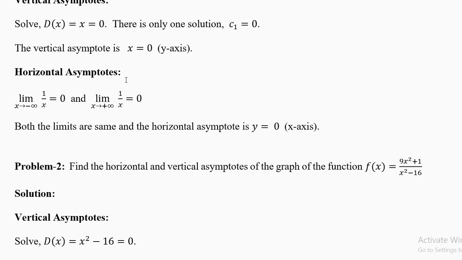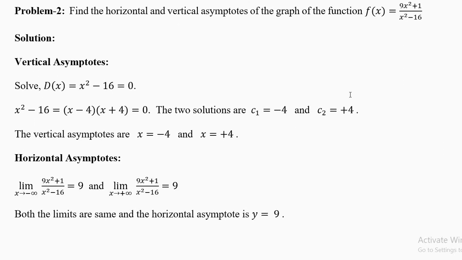Now look at the horizontal asymptote. Take the limit x going to minus infinity. 1 divided by a big number is 0. Again take this limit 1 over x, x going to infinity, it is 0. Both the limits are same and equal. So the horizontal asymptote is only one asymptote and it is y equal to 0, which is the x-axis. If you have two answers like the next two questions, you will have two asymptotes.